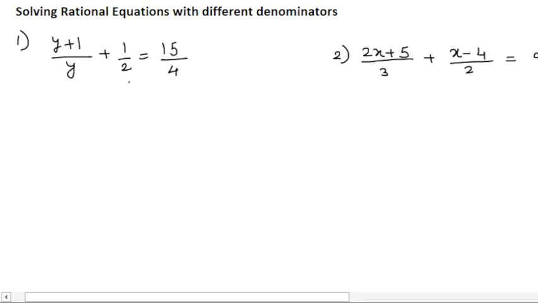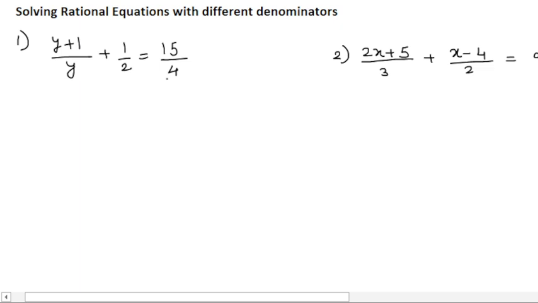This is a rational equation with different denominators. It needs to be simplified. It appears very complicated because it has denominators. If you want to simplify any rational equation, the first thing that you should do is to get rid of its denominators. That is done by finding their lowest common multiple.